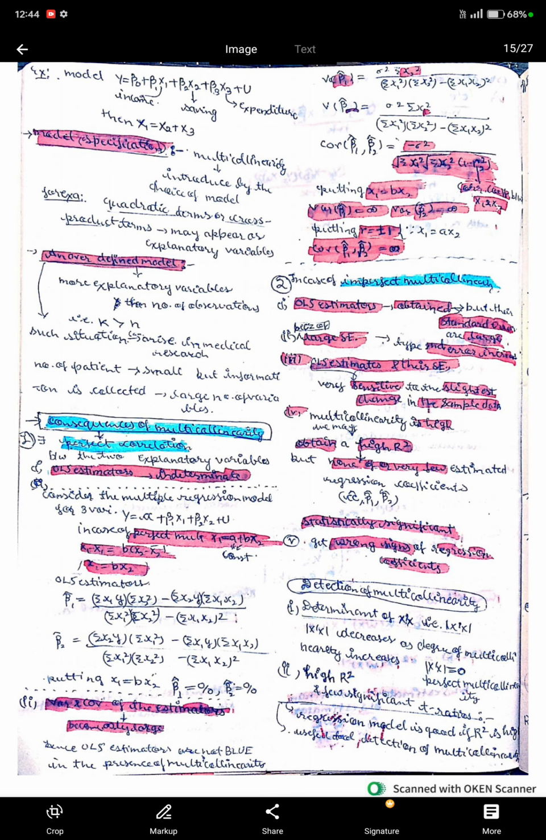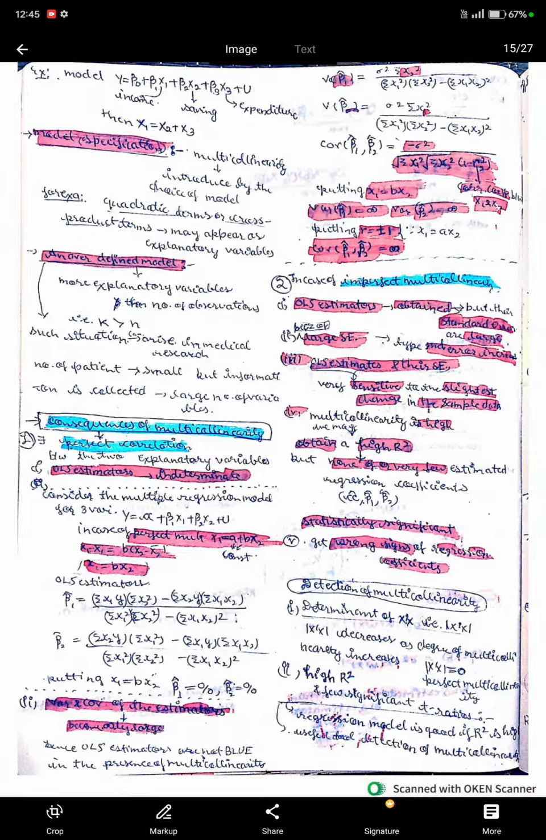Second, the variance and covariance of the estimators become infinitely large. Hence, Euler's estimators are not BLUE in the presence of multicollinearity. So variance of beta 1 cap equals sigma square summation x2 square divided by summation x1 square into summation x2 square minus summation x1 x2 whole square. Variance of beta 2 cap equals sigma square summation x1 square divided by summation x1 square into summation x2 square minus summation x1 x2 whole square.